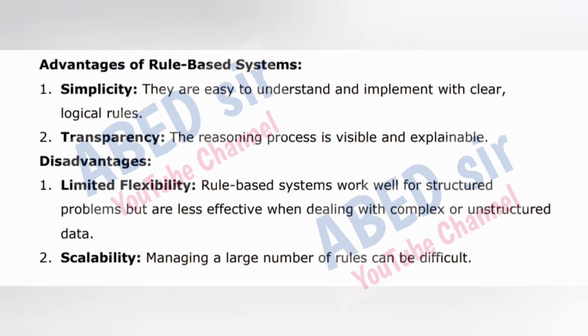Advantages of rule-based systems. 1. Simplicity. They are easy to understand and implement with clear, logical rules. 2. Transparency. The reasoning process is visible and explainable. Disadvantages. 1. Limited flexibility. Rule-based systems work well for structured problems but are less effective when dealing with complex or unstructured data. 2. Scalability. Managing a large number of rules can be difficult.